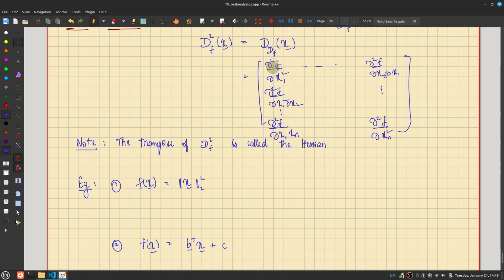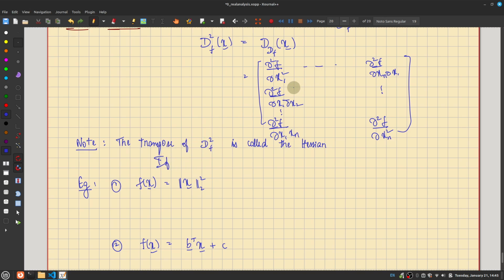Right. So firstly, throughout we'll assume that all of these second order partial derivatives exist and they're all continuous at x1 through xn. If that is the case, then firstly, no matter what happens, the transpose of the second order derivative will always be called the Hessian.